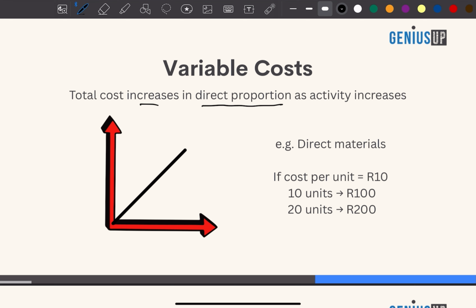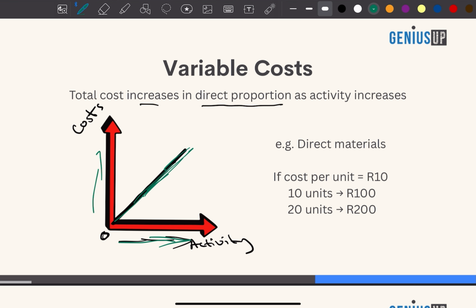So the idea is, if we produce zero, so this is activity, and this is the total cost. What we're saying is if we produce 0 units, meaning that the activity is 0, the cost will also be 0. We won't incur any cost in terms of variable cost. However, the higher we go in terms of activity increasing, the cost will also increase, as we can see here. As activity increases, cost also increases. So that's the idea of variable cost.